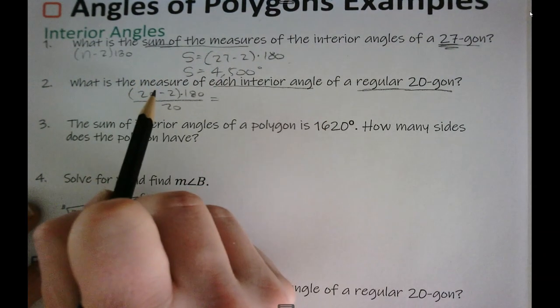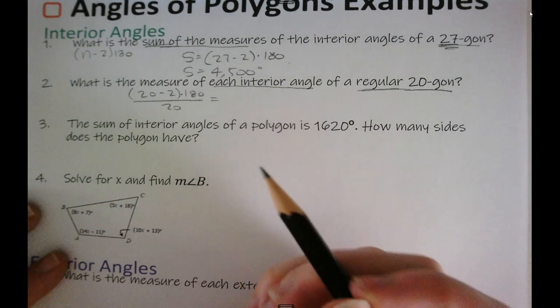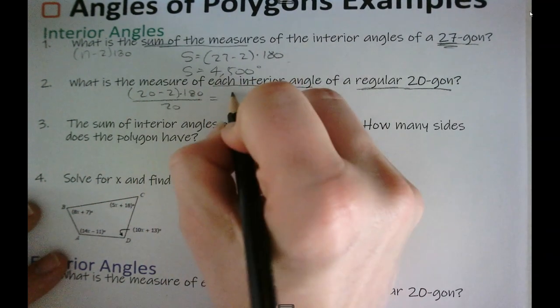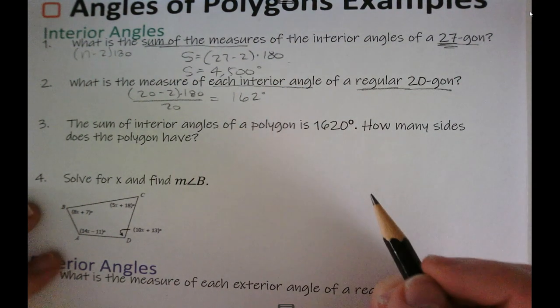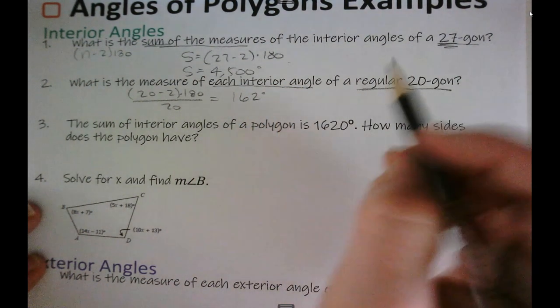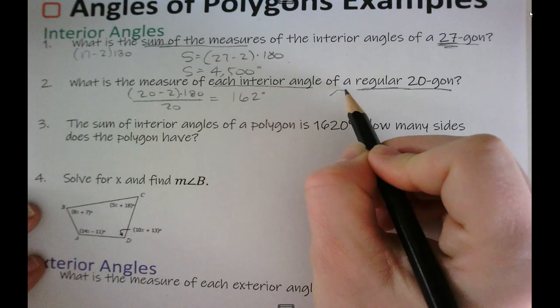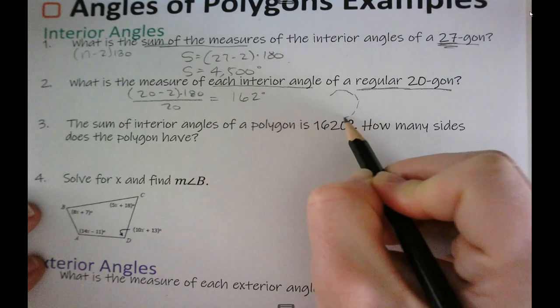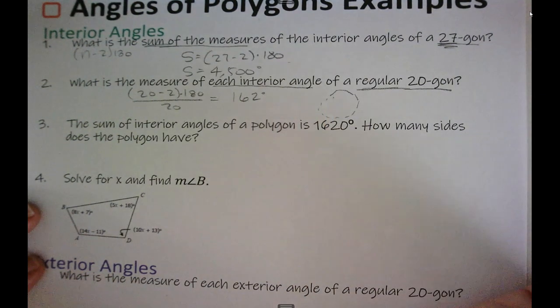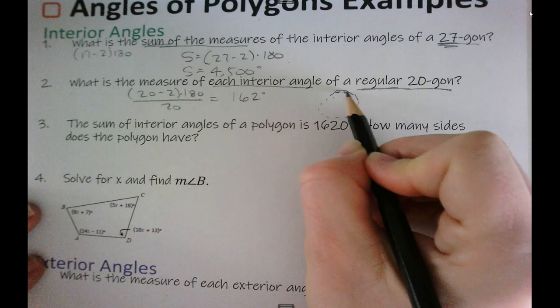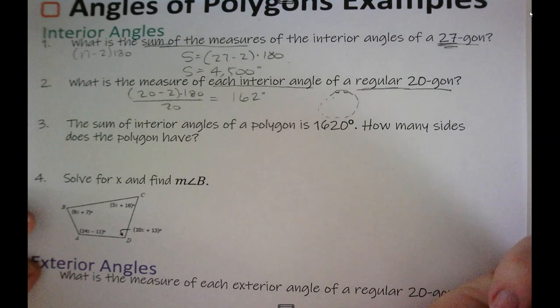Again, make sure you subtract first, multiply, and then divide. And when we do the math, that's 162 degrees. So I could draw a shape that had 20 sides. Each angle inside is 162 degrees. That's what that means.